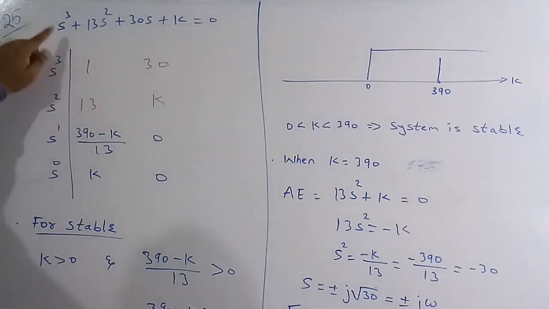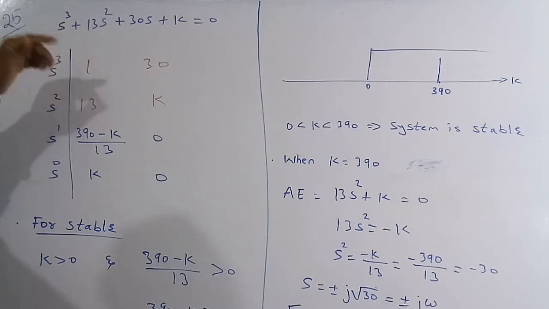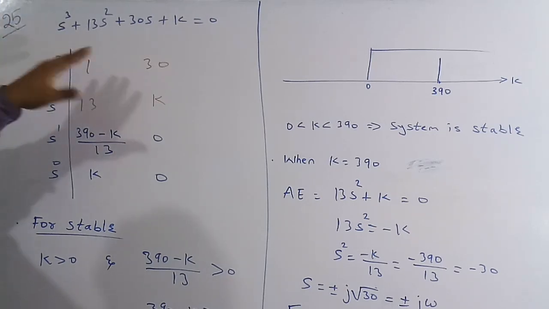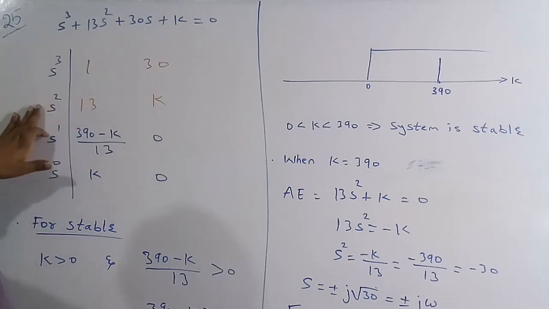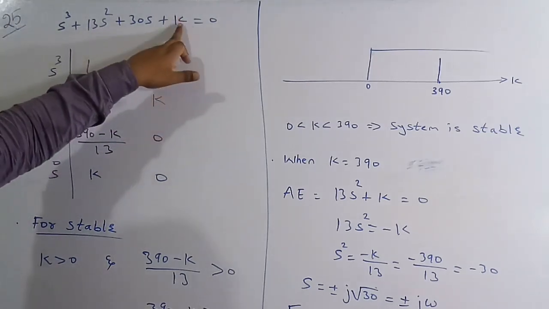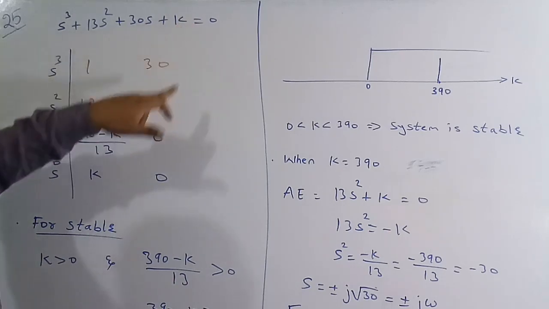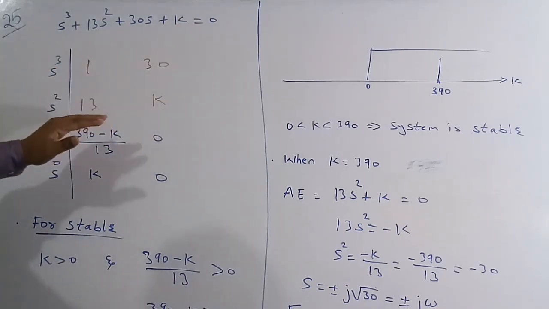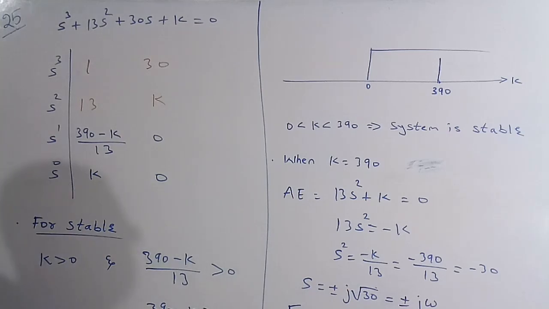Here, the s cube coefficient is 1, and next we have to take the s to the power of 1 coefficient, which is 30. The s square coefficient is 13, and the next coefficient we have to take is s to the power of 0, so K into s to the power of 0. So the coefficient is K. Based on this we have to fill the remaining values in the Routh criteria table.